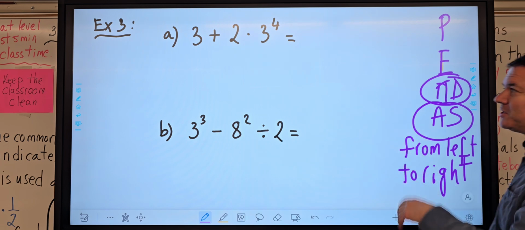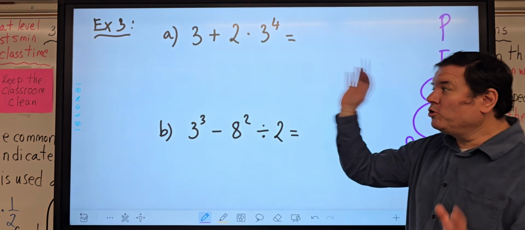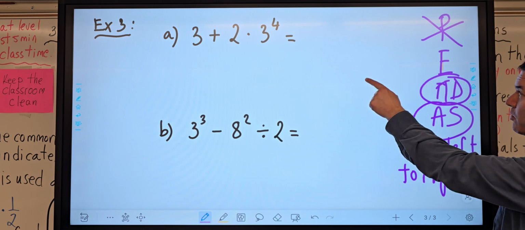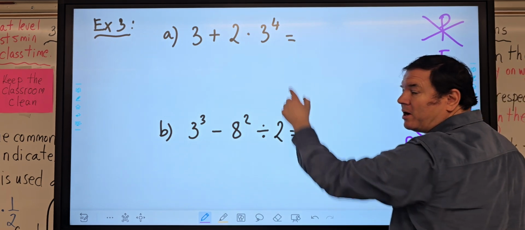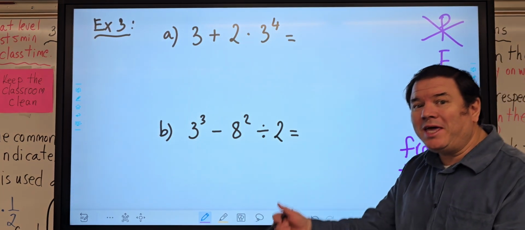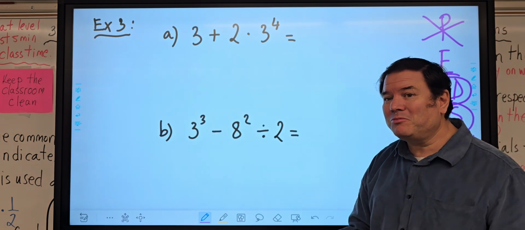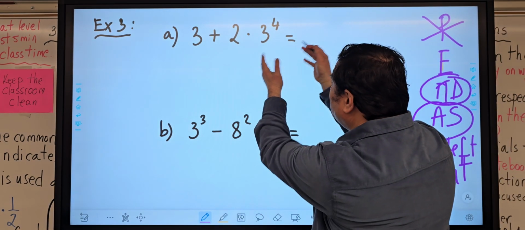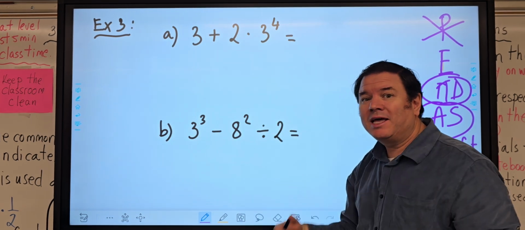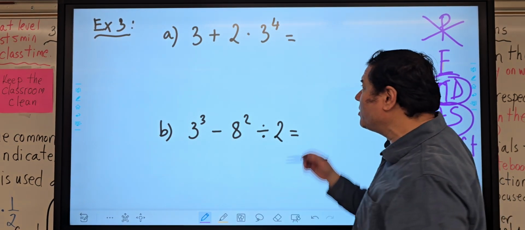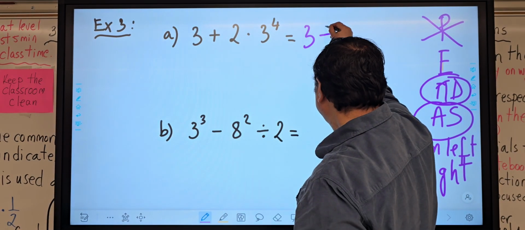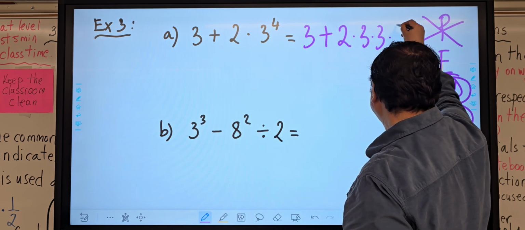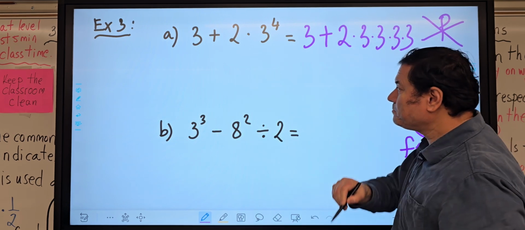And let's take a look at the first example. Remember, we don't have any parentheses, so no parentheses. Okay, but we have exponents. 3 to the 4th power means 3 times 3 times 3 times 3. Okay, everything else stays the same. So let's rewrite 3 to the 4th power as 3 times 3 times 3 times 3. So we have 3 plus 2 times 3 times 3 times 3 times 3.